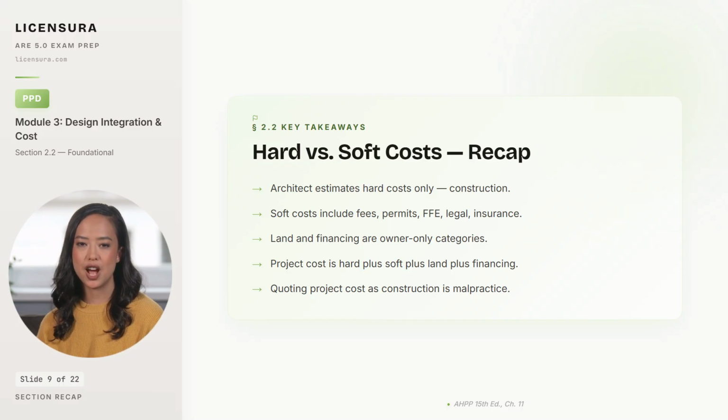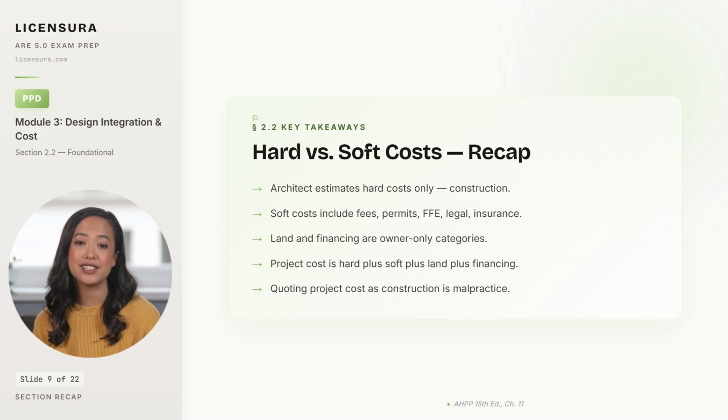Project cost equals hard plus soft plus land plus financing. It is always larger than construction cost, usually by 20 to 40% depending on the project. And quoting project cost as if it were construction cost is malpractice, because it sets the owner up to discover the gap at financing closing rather than during design, and that conversation ends careers.